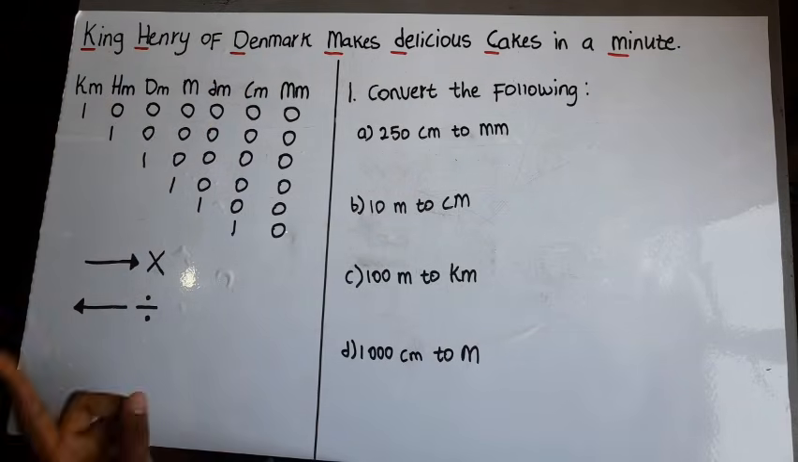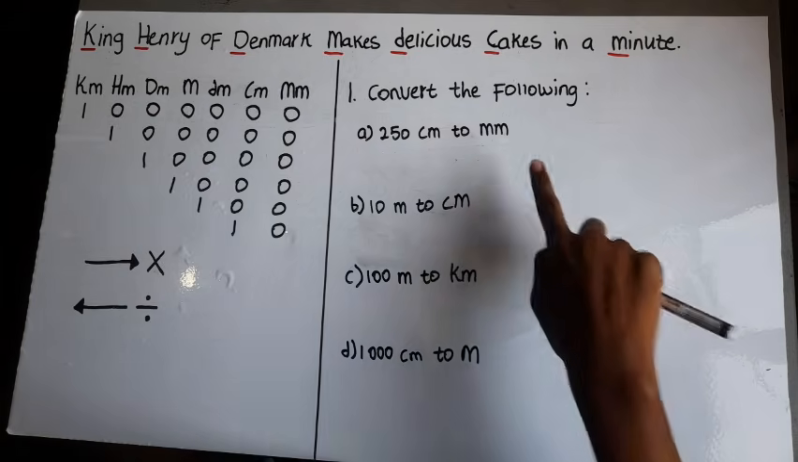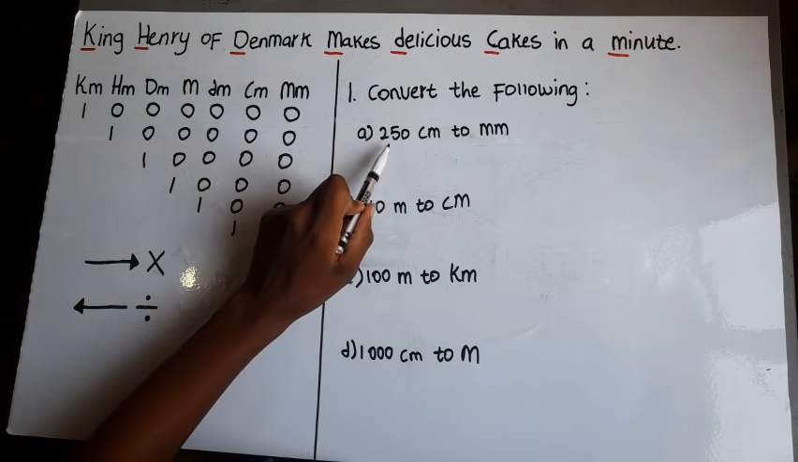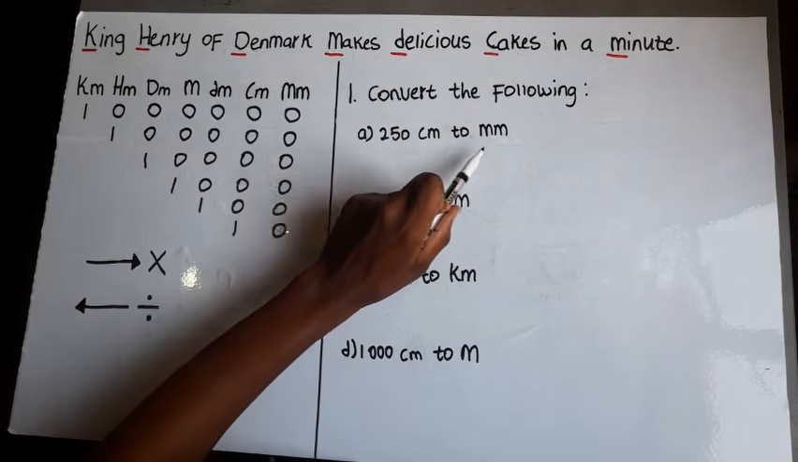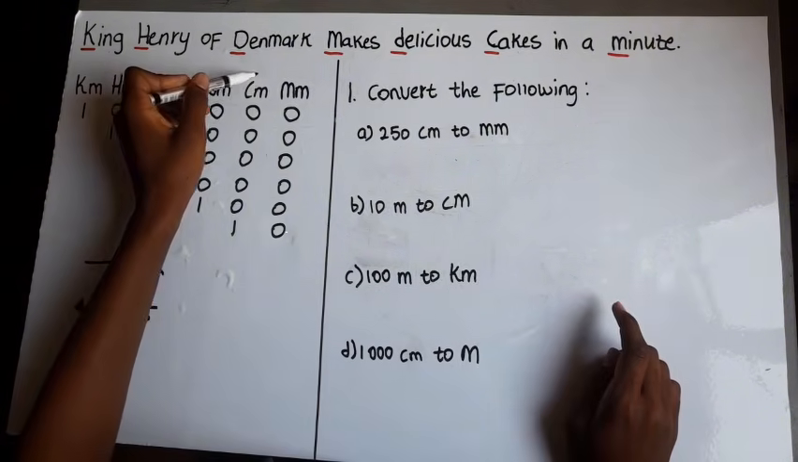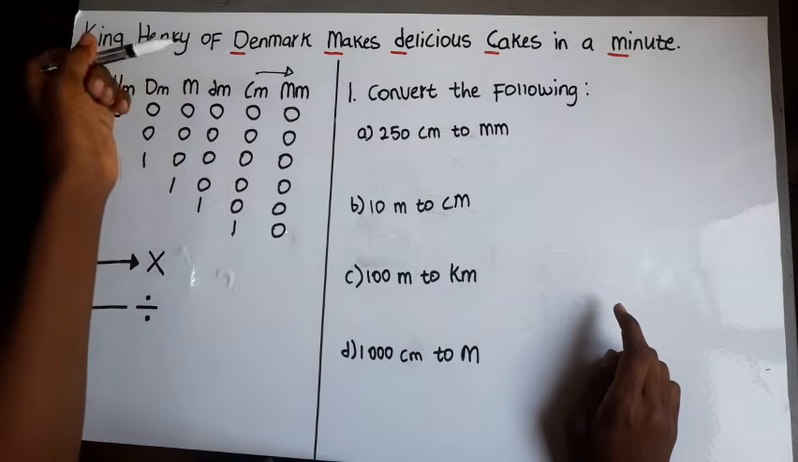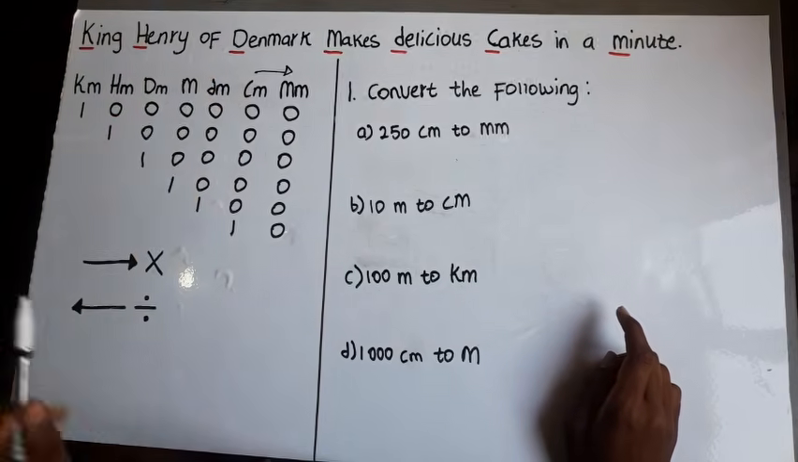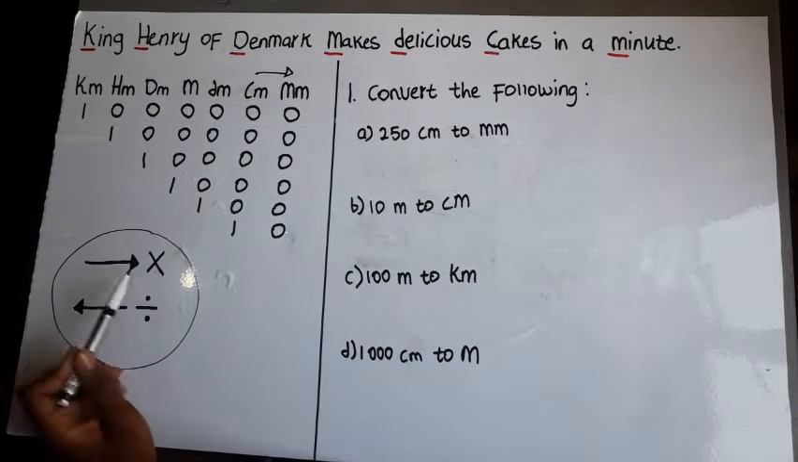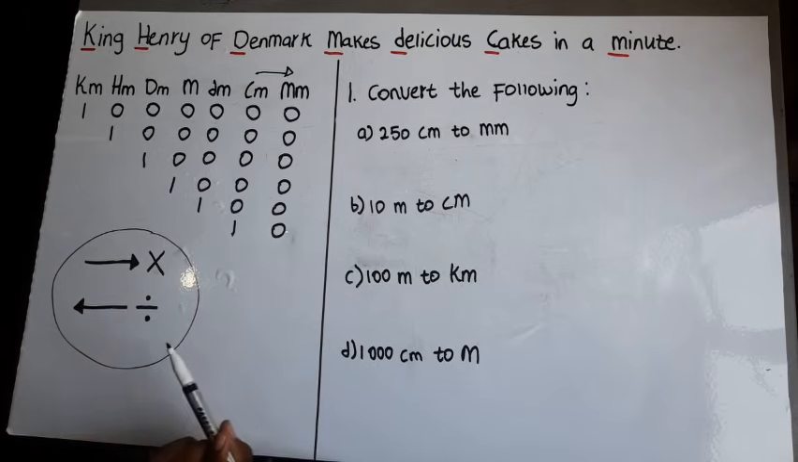So here's how you're going to work with the method. Let's look at the first example. The first question says convert 250 centimeters to millimeters. So in this case, we're converting from centimeters to millimeters. We are going in the forward direction. And as you can see here, I have written that if we're going in a forward direction, we're going to multiply. And if we're going in a backwards direction, we're going to divide.